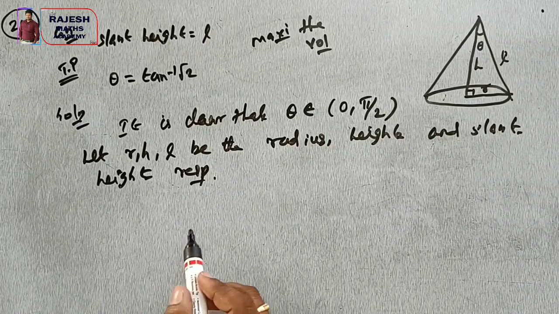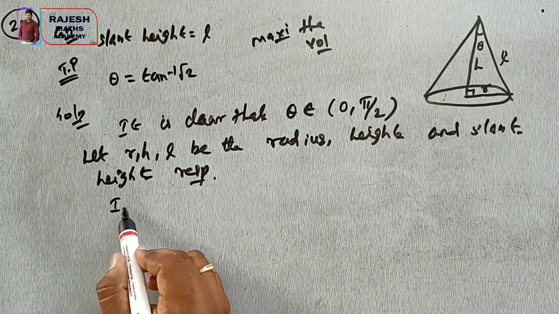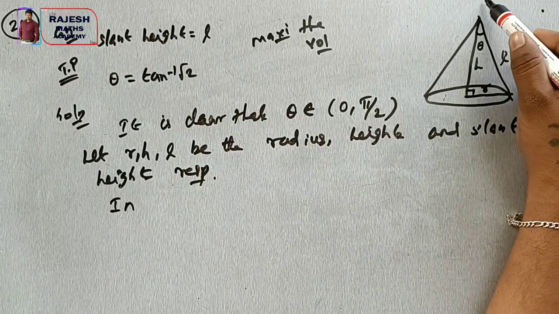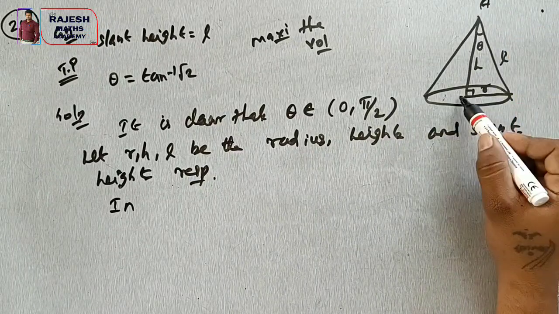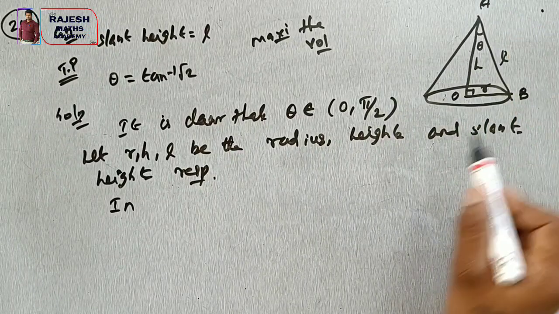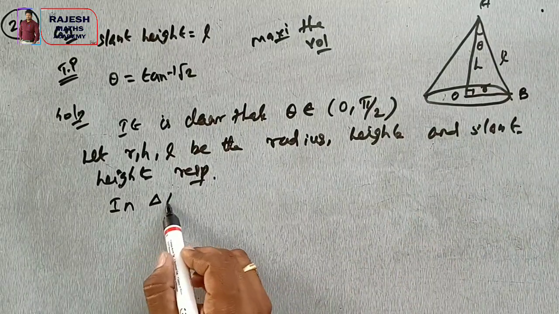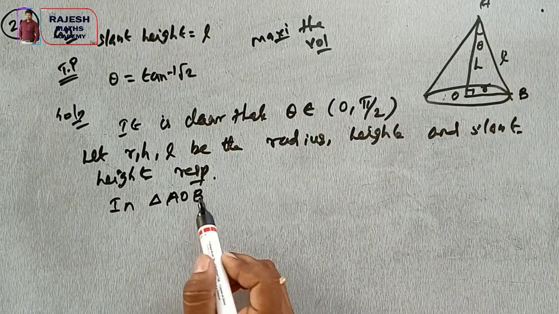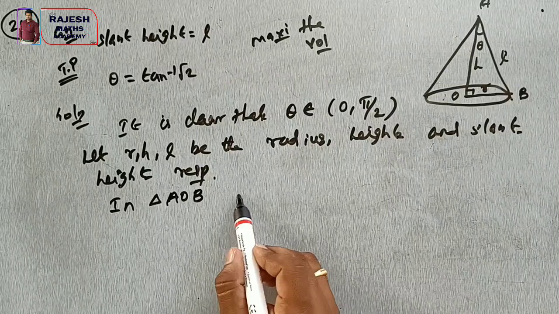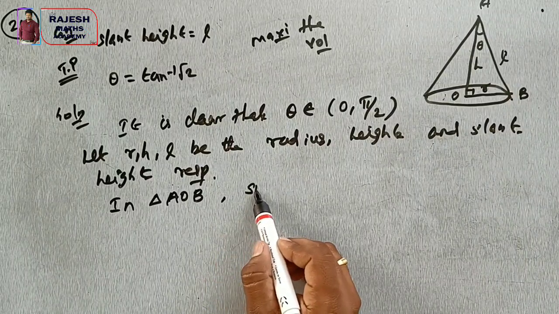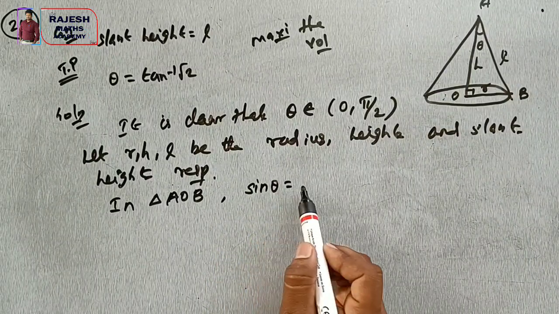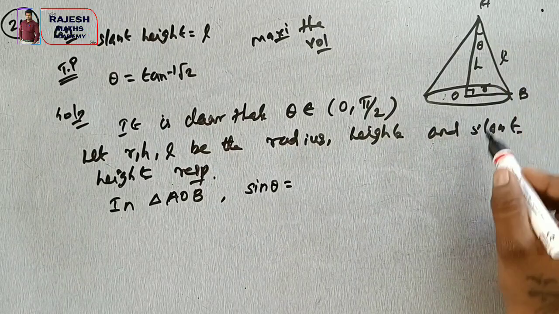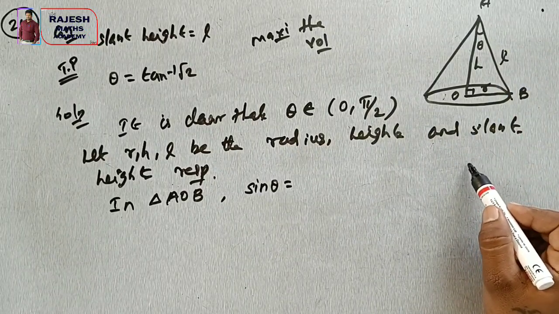So in the right angle triangle, we can give names. This will be A, this will be O, this will be B. So in triangle AOB, the value of sine theta, we have considered this as theta, so our diagram will become like that.